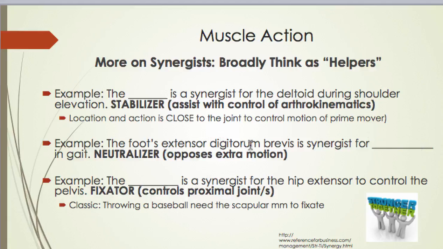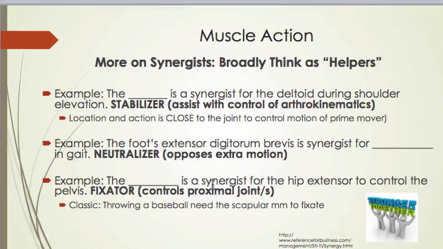So the extensor digitorum brevis is the synergist, the neutralizer, to keep the anterior tibialis from pulling the foot into inversion. Finally, we have fixators. So fixators control proximal joints, such as cervical spine, lumbar spine, and the scapulothoracic joint. So really fixators we can think of as our core, right? We need a stable base of support from which our distal extremities work properly.